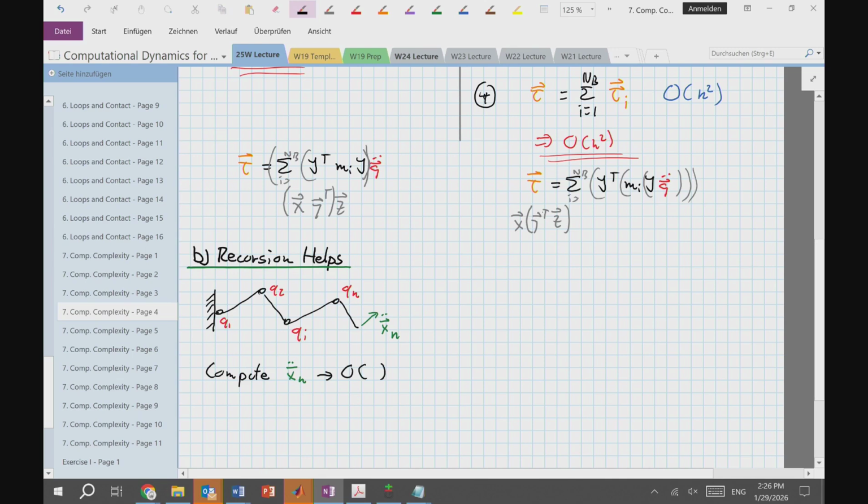What do I put here? Order N. You would start at the root and you just do our outward pass algorithm, just as we discussed with the recursive Newton-Euler algorithm. Compute the acceleration across joint Q1, compute the acceleration across joint Q2, and each of these computations is basically the same amount of work, and you have to do this n times, once for each joint. So this is computational complexity order n.